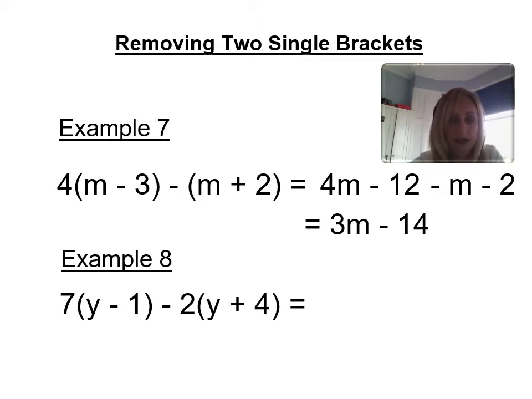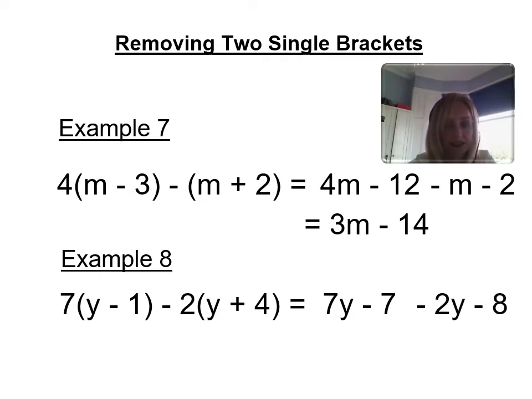Example 8, same sort of thing, 7 on the outside of the first bracket, so it becomes 7y minus 7. On the second bracket, we've got minus 2 that we need to multiply all of the terms in that bracket by, so we get minus 2y minus 8. And then we can tidy that up. 7y minus 2y is 5y, and then minus 7 minus 8 is minus 15.